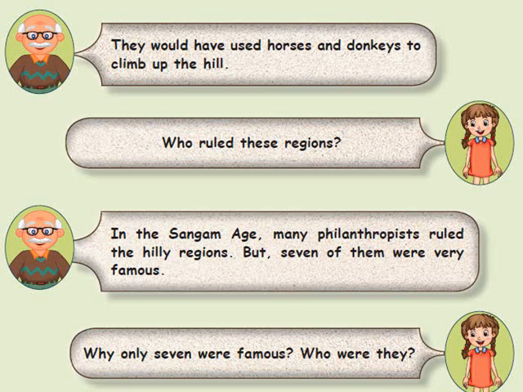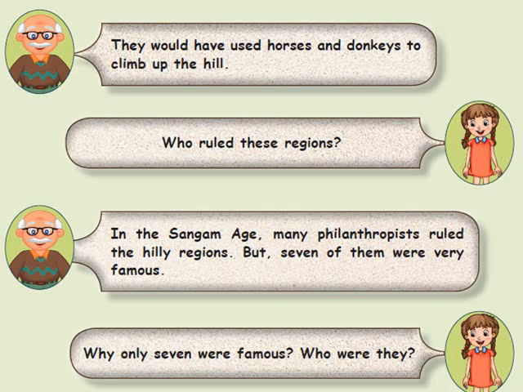And then suddenly Geeta had a doubt. She's asking her grandpa, who ruled these regions? So she's asking her grandpa who ruled those regions in the olden days. And her grandpa is saying that, "In the Sangam age, many philanthropists ruled the hilly regions, but 7 of them were very famous."